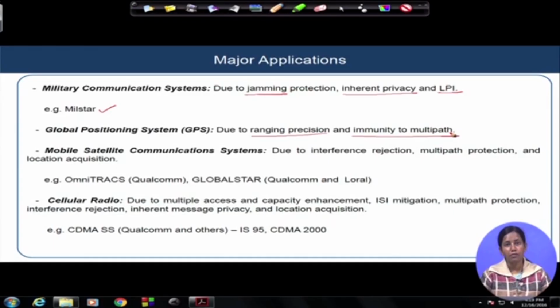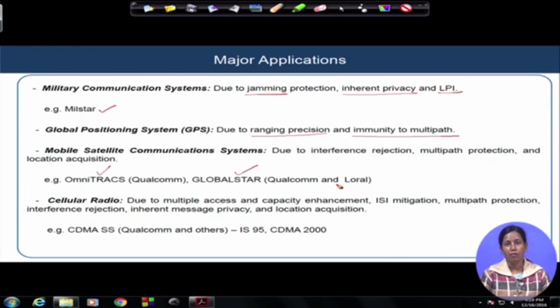Spread spectrum communication is the key parameter to enable high ranging and high precision inside that system. Mobile satellite communication systems, due to interference rejection, multipath protection and location acquisition, also prefer spread spectrum communication. Very good examples are the Omnitracs, designed by Qualcomm, and the Globalstar, designed by Qualcomm and Loral.